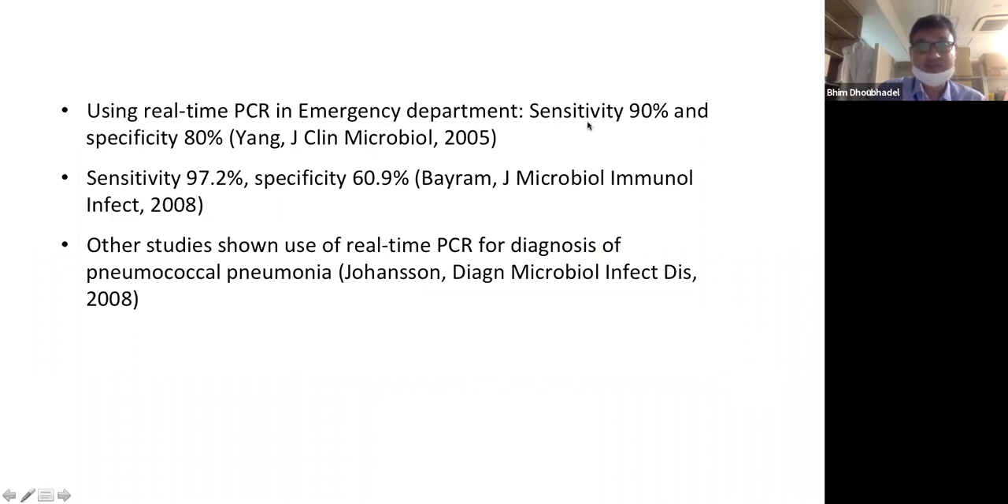Besides that, there are other papers on the use of real-time PCR in emergency to diagnose pneumococcal pneumonia. In this paper, they say sensitivity 90% and specificity similar. In another paper, it was 97% sensitivity and 60% specificity. They used not Lyt, they used autolysin. So the specificity was a bit low in these two papers.